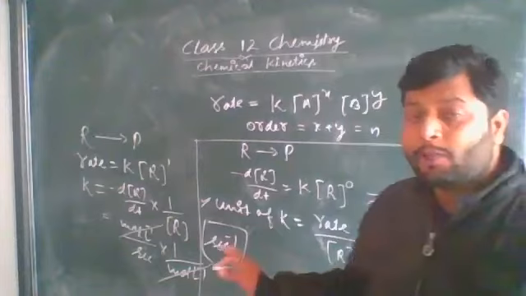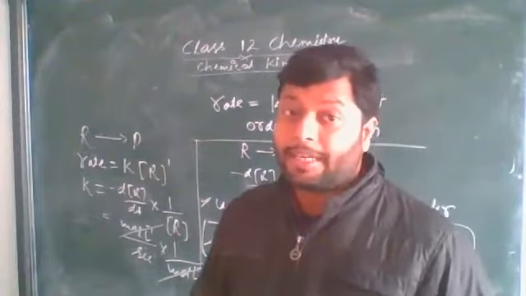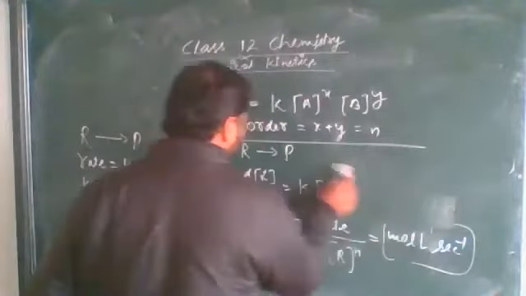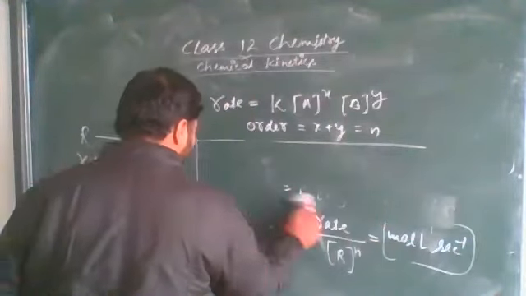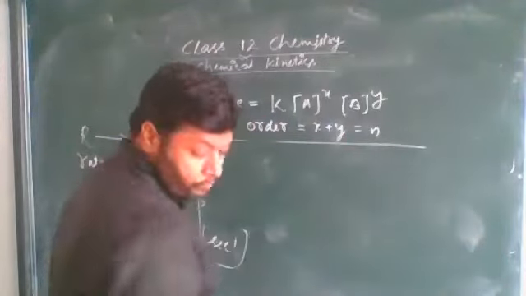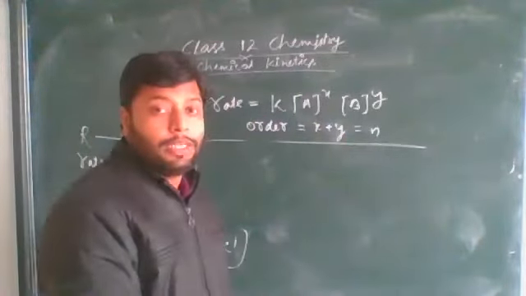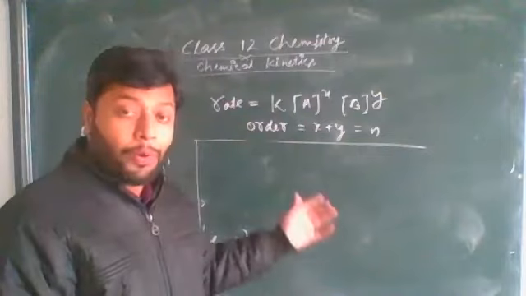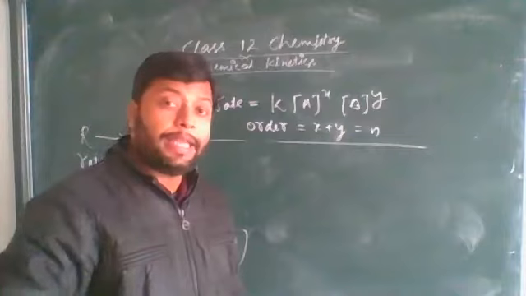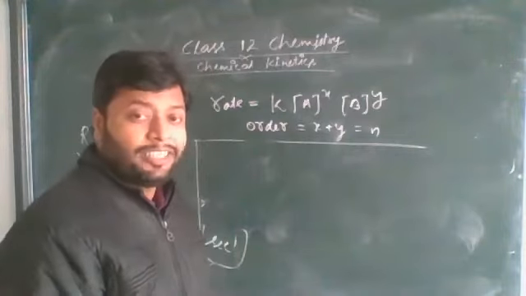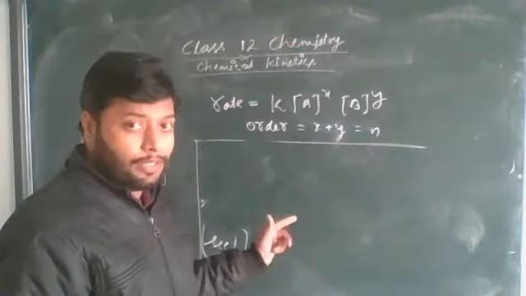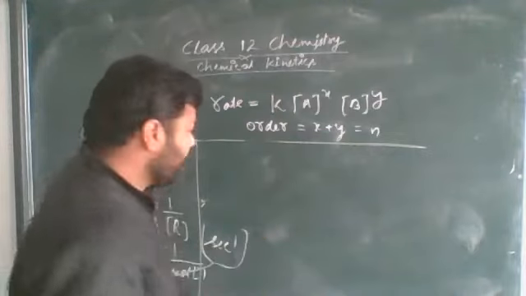The same way you can calculate the unit of the second order reaction also. And you can actually derive the formula for the unit of the rate constant for any given order of reaction, because it will just depend upon the molar concentration to the power n and the rate value.